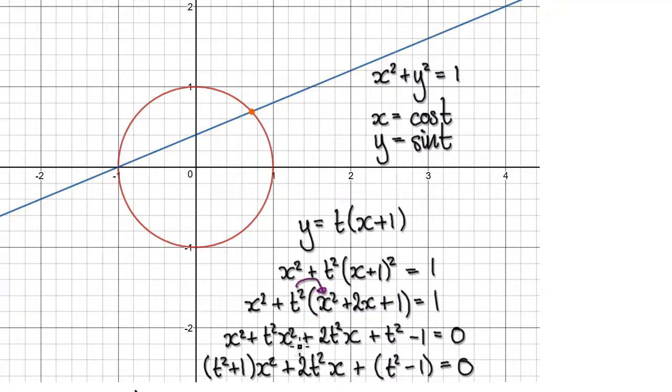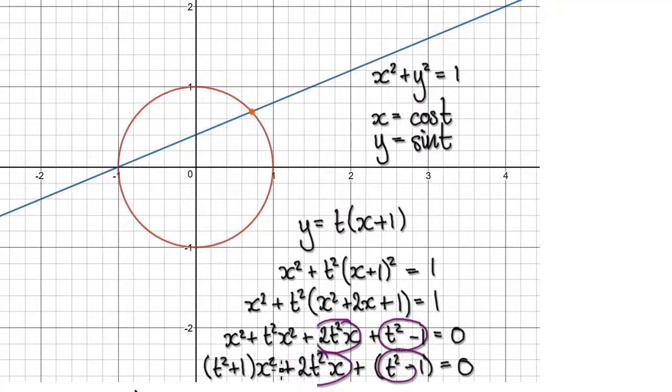Now multiply this. This times this will give you this. This times this will give you this. This times this will give you this. And then take away 1. So that will then give us this. And now x squared, you can merge them together. That will be t squared plus 1. And then this stays the same. This stays the same, and this is, in a way, your constant.